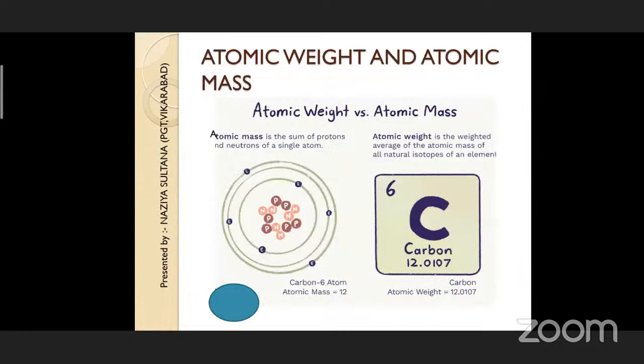And we have also seen the atomic weight and atomic mass. The difference between them we have seen. Atomic mass is the sum of the nucleons. It is the sum of the protons and the neutrons. That is nothing but the number of nucleons is what is called atomic mass. Whereas atomic weight is the average of the weights of all the natural isotopes of an element.